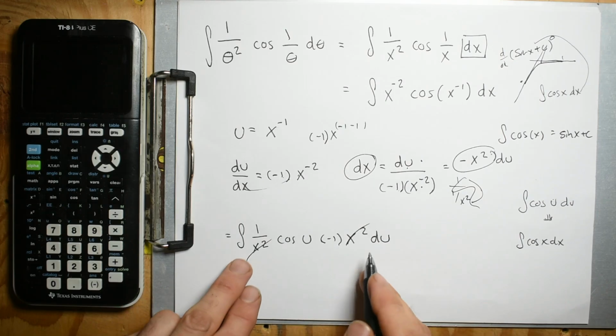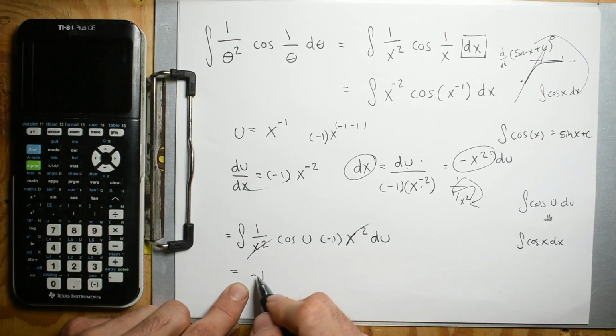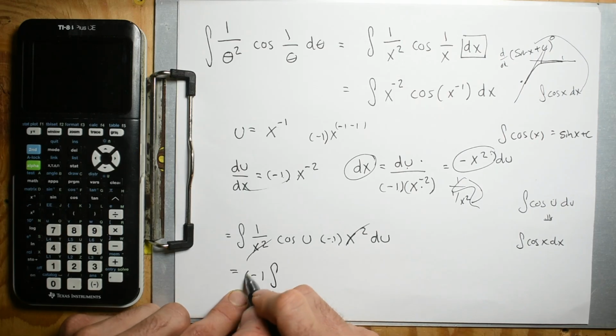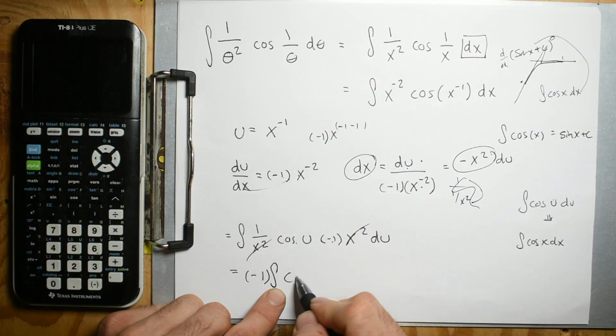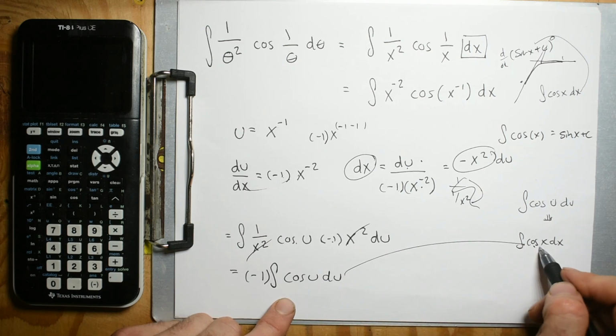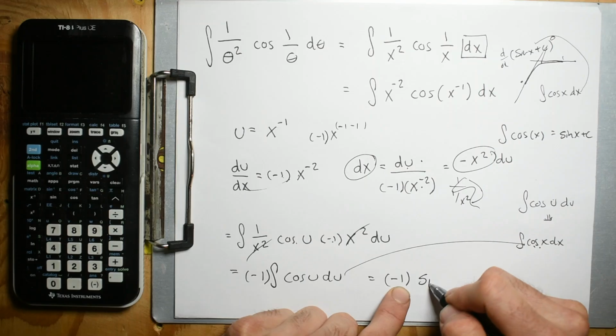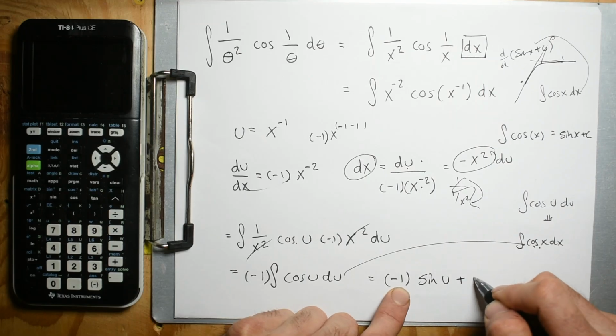Hell yeah. So now we have something that's, and I'm going to get this negative 1 outside the integral. And then we're going to have cosine u du. So finally, we have something that's representative of this. I know how to integrate it. Keep the constant where it is. This becomes sine u plus a constant.